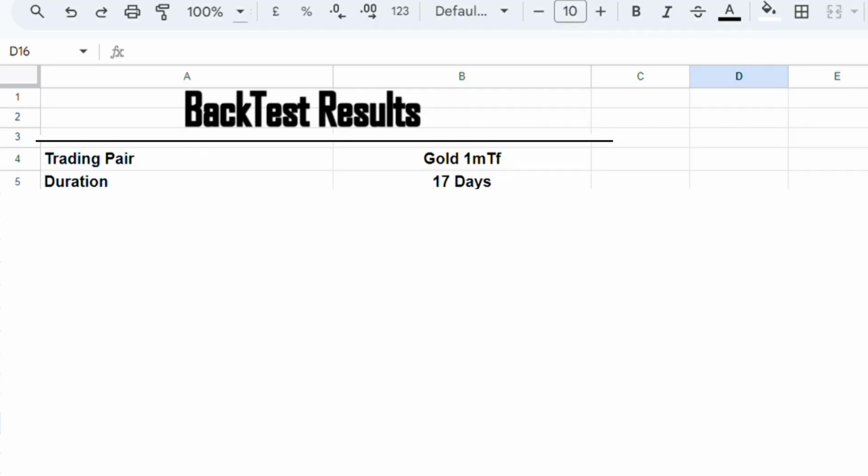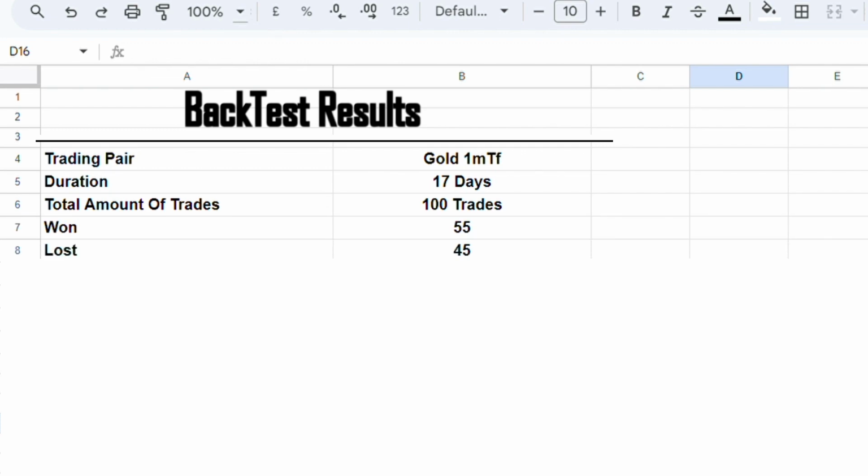Okay, so in 17 days we took 100 trades, 55 won and 45 lost, which resulted in a net profit of 65% in 17 days, which is insane considering we were only trading the 1 minute time frame, and we did have a 3-hour max drawdown, which considering we're on the 1 minute time frame again is extremely good. So I do recommend you guys go and backtest this.